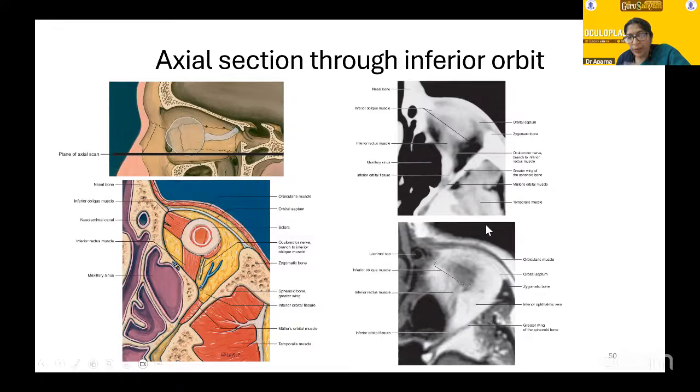And inferiorly, you have the MRI scan, wherein you see more of the fat, the intraorbital fat is seen. And the rest of the structures we have discussed in the CT scan.